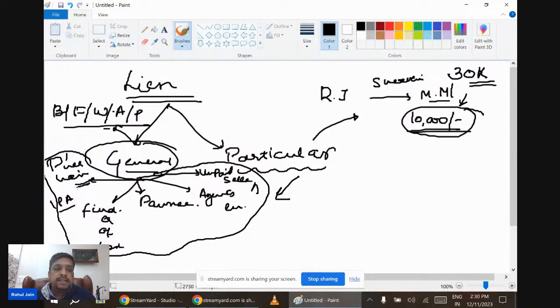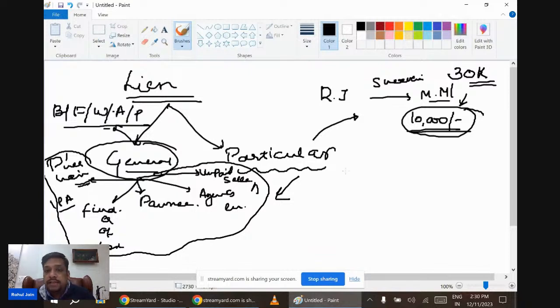Particular lien can be exercised by, I am repeating, pawnee, finder of lost goods, agent, unpaid seller, partner's lien. General lien can be exercised by banker, factor, wharfinger, attorneys of high court, policy brokers. Okay, याद रखना है पर्टिकुलर लियन कब इस्तेमाल होगा, जनरल लियन कब इस्तेमाल होगा.